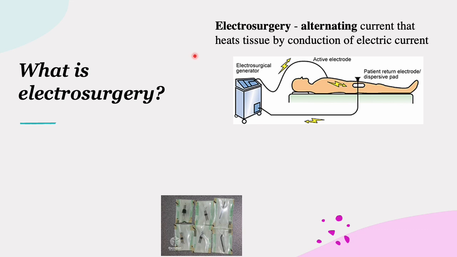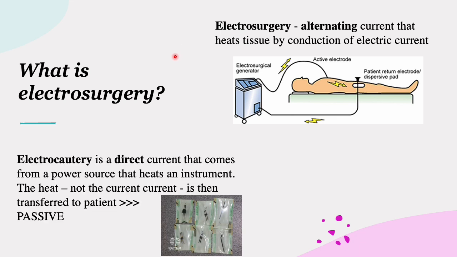Electrosurgery is an alternating current that heats tissue by conduction of electric current. So in the OR, we are using electrosurgery, not electrocautery. Sometimes you'll hear electrocautery, but that's a direct current. It comes from a power source that heats an instrument, and the heat is then transferred to the patient. The current does not go through the patient.